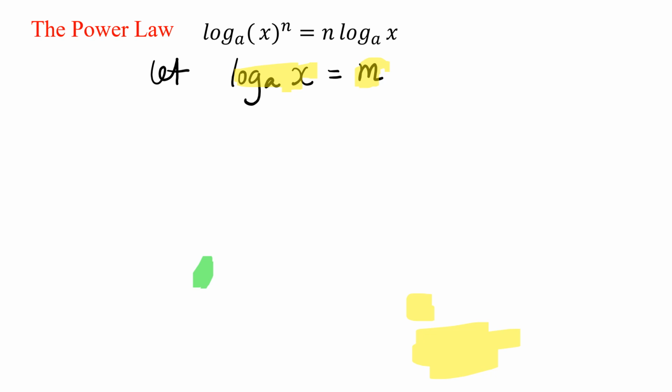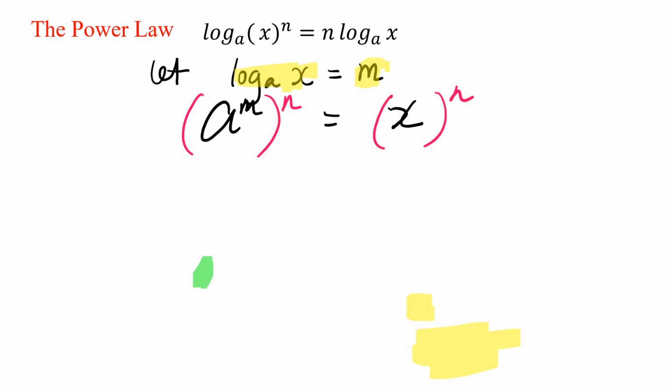So what's the next step? The next step is to convert. Because you start off with log, we convert to index form. Earlier on we started off with index and converted to log. Now you have log, convert to index form. So the base is a. Okay, the next step is that I'm going to raise both sides to the power n. That will give me a to the power mn equals x to the power n. So we convert from log to index and then raise both sides to the power n.